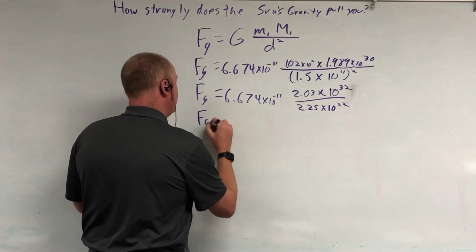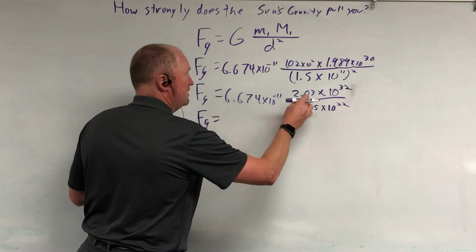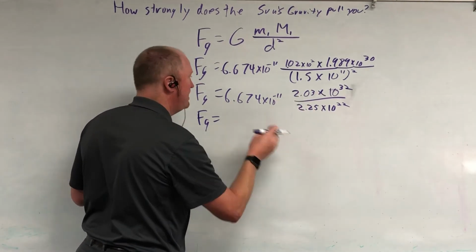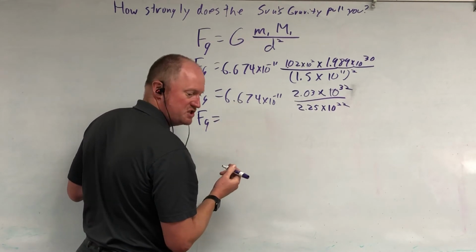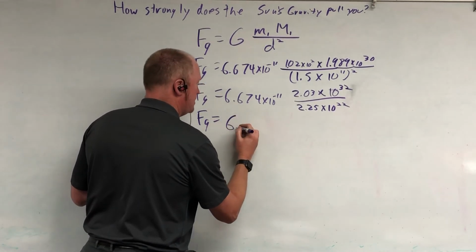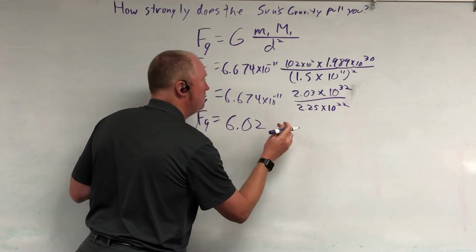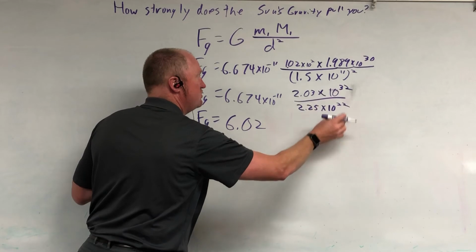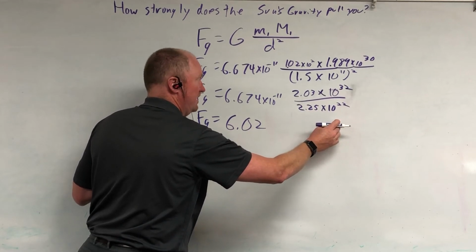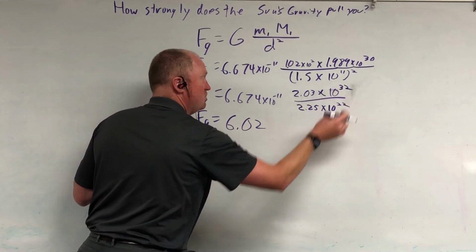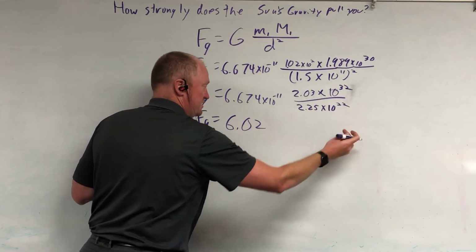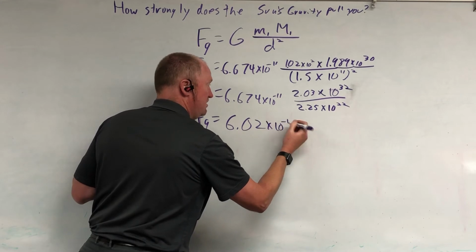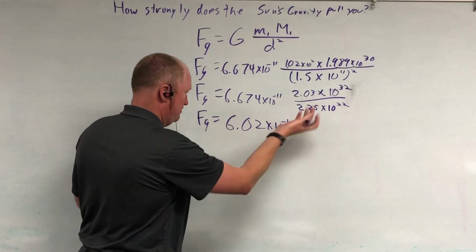So the force of gravity: 2.03 divided by 2.25 is roughly 0.9. Multiply it by 6.67, and you get 6.02, times 10 to the negative 11, times 10 to the 32. 32 minus 11 is 21. 21 minus 22, because it's on the denominator, is minus 1.